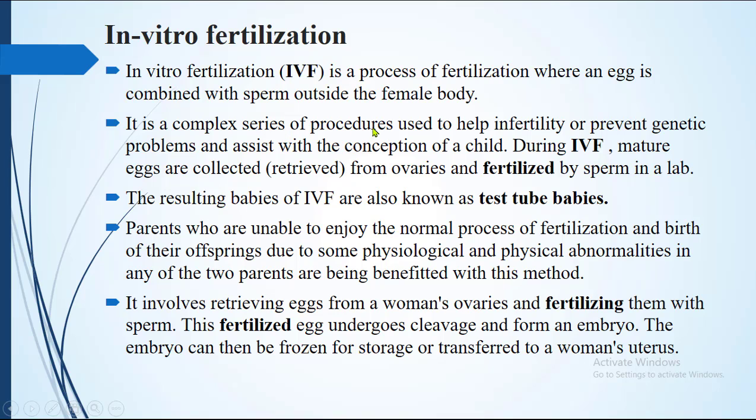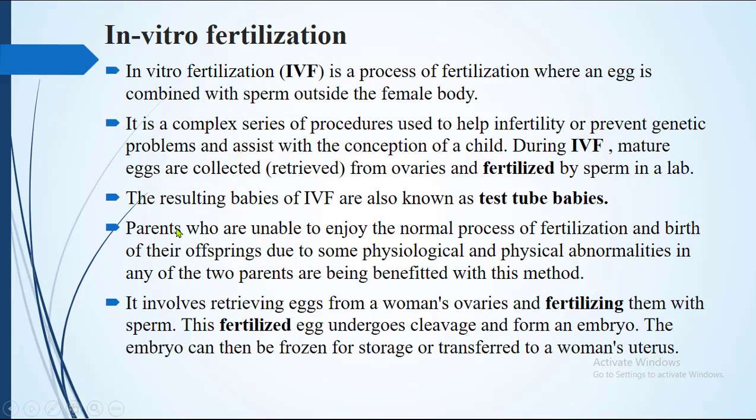So it's a complex series of procedures used to help infertility or prevent genetic problems and assist with the conception of a child. During in vitro fertilization, mature eggs are collected, which is known as egg retrieval, from the ovaries, and they are fertilized by a sperm in the lab. The resulting babies of in vitro fertilization are also known as test tube babies because this whole process is done under laboratory conditions.